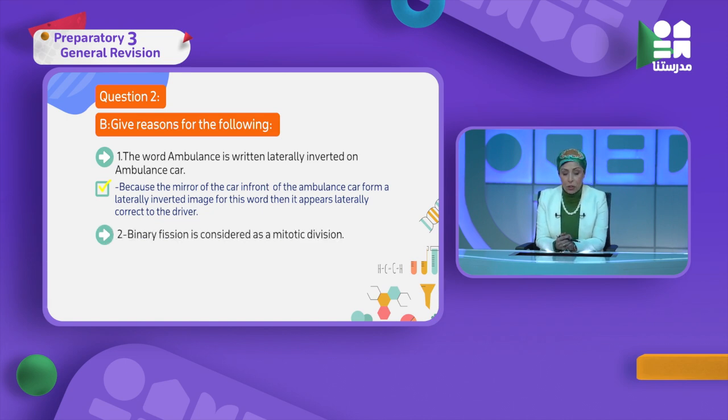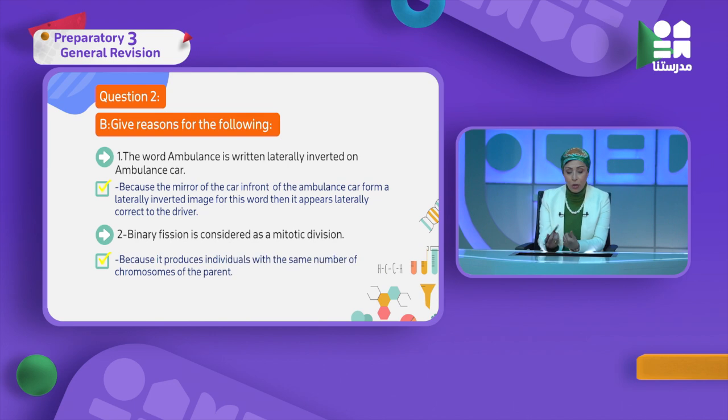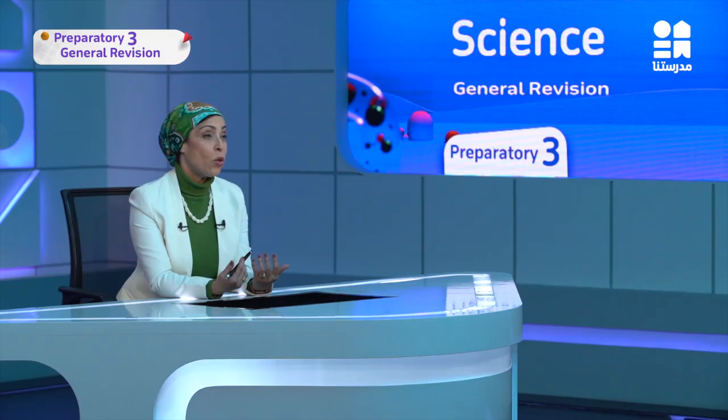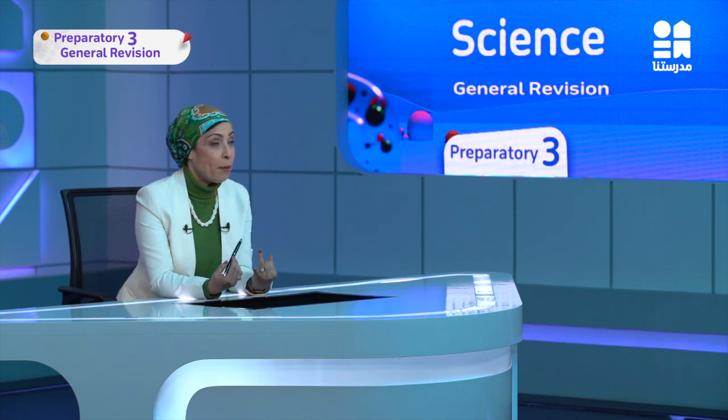Binary fission is considered as mitotic division. Why is binary fission mitotic? Because it produces living organisms identical to the parent cell and having the same number of chromosomes. So I must focus that in all types of asexual reproduction, when he asks me why, it happens by mitosis. So the answer must have two parts. Number one, because it gives new individuals identical to the parent cell and with the same number of chromosomes of the parent cell.